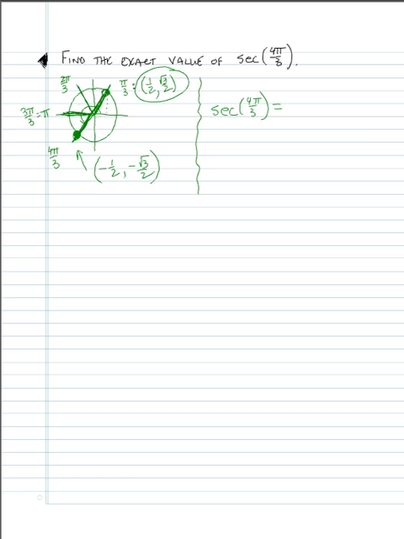Now we've got to remember the way we calculate the secant of an angle. It's 1 over the cosine of the angle, isn't it? That's the part we have to remember. The cosine of the angle is the first coordinate of the point on the unit circle, and the first coordinate here is negative 1/2. So we multiply by the reciprocal of negative 1/2, which is negative 2 over 1, and we get a result of negative 2. So the secant of 4 pi over 3 is negative 2.